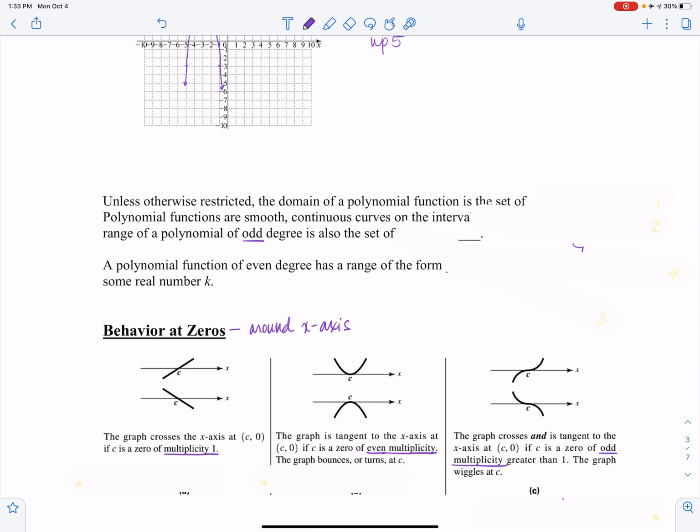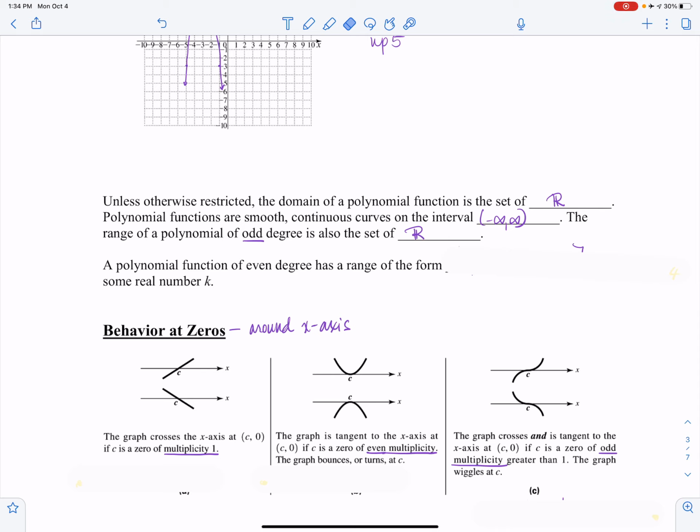All right, so unless otherwise restricted, the domain is simply going to be the set of all real numbers. That is the symbol there for all real numbers. And they're going to be smooth, continuous curves over the whole entire domain, which is going to be from negative infinity to positive infinity. The range, and by the way, that is for an odd degree, the range of the odd degree, sorry, is going to be all real numbers.